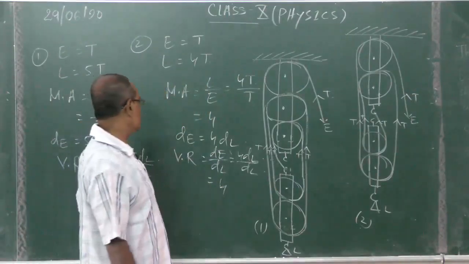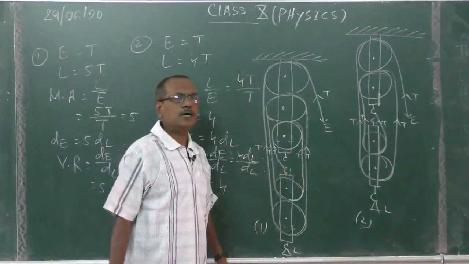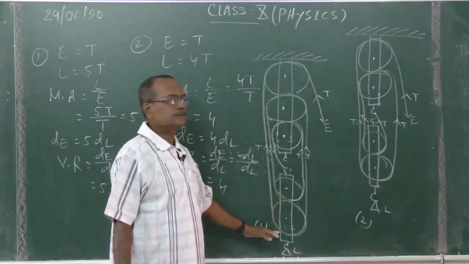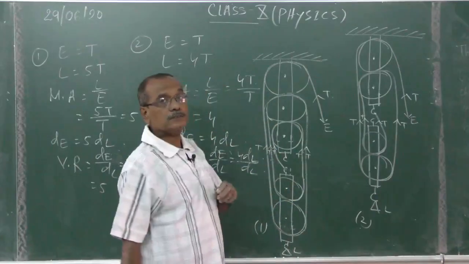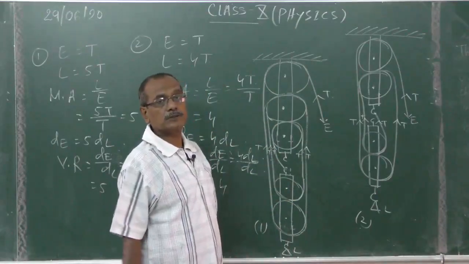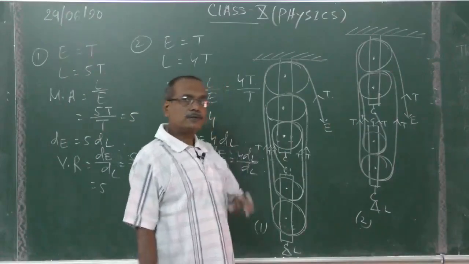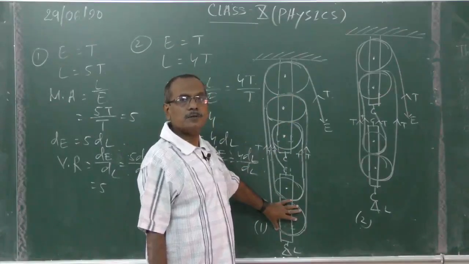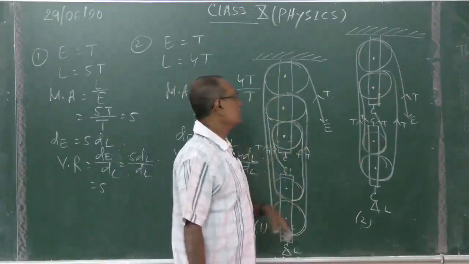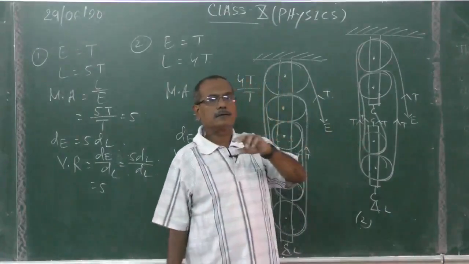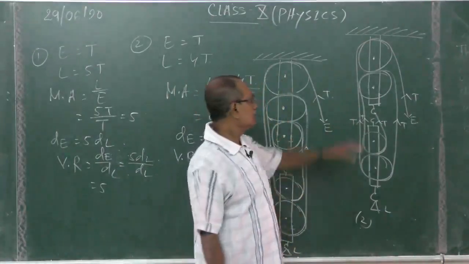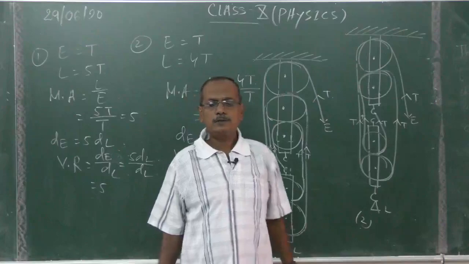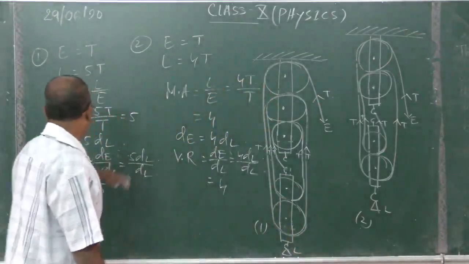If the velocity ratio is given, say 5, then you have to draw 5 pulleys, 3 in the fixed part, 2 in the movable part. Okay. If it is given, say 7, number of pulleys is 7, velocity ratio is 7. Then 4 will be in the fixed block, 3 will be in the movable block. If it is given, say 6, then 3 will be in the fixed block and 3 pulleys will be in the movable block.